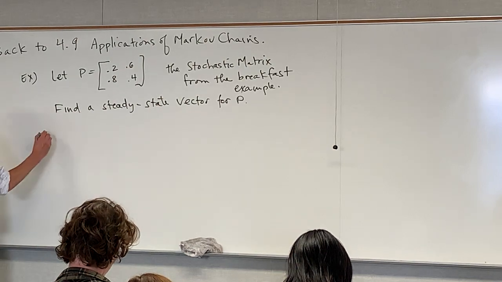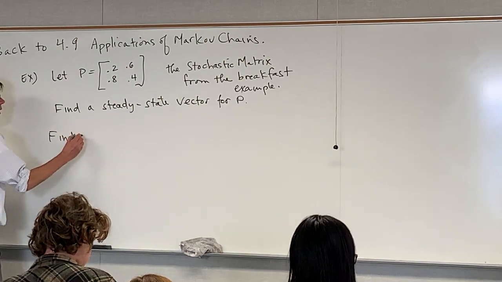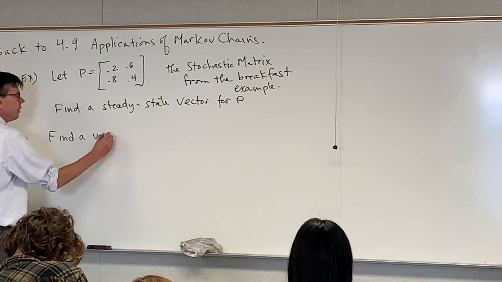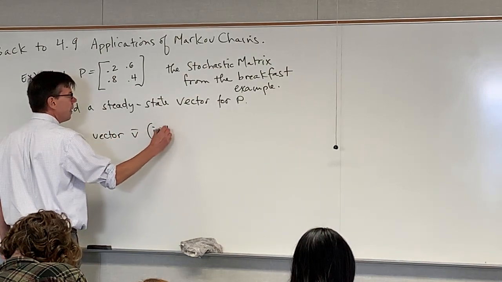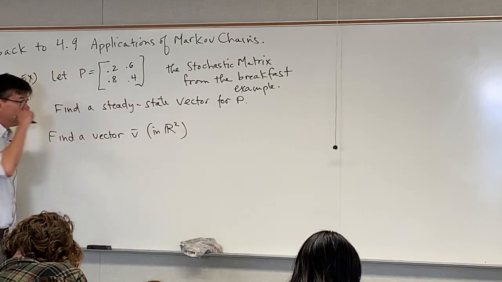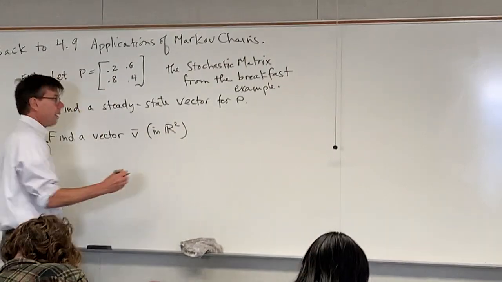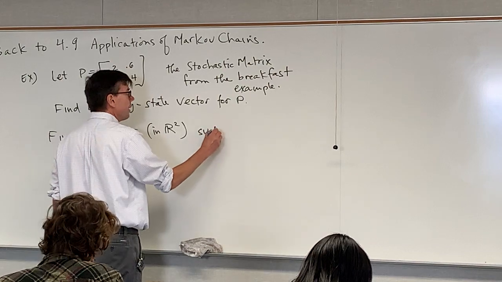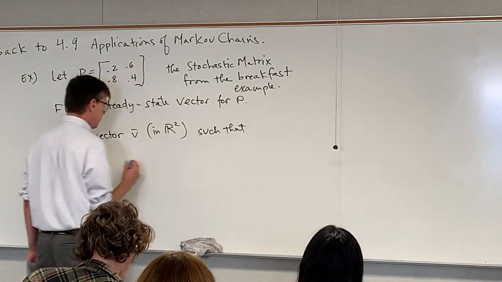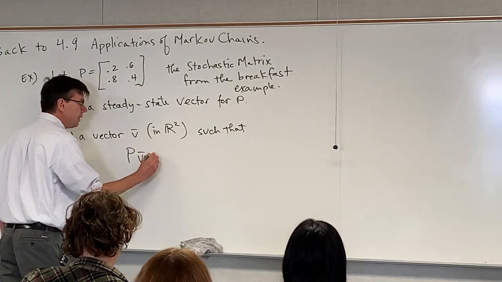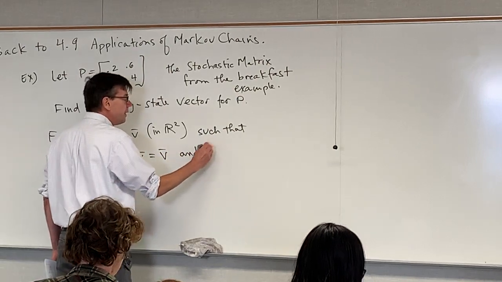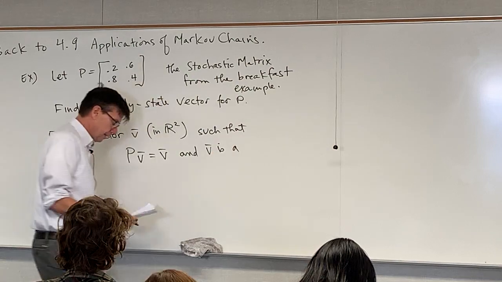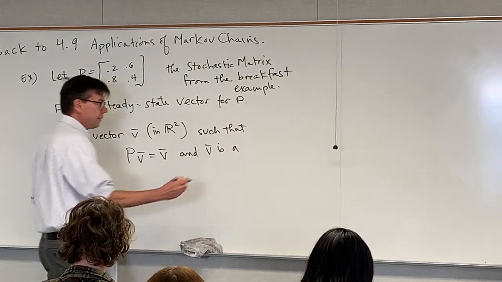And so we need to find a vector V, which is going to be in R2, since this is a 2 by 2 matrix, such that PV equals V, and V is a probability vector.